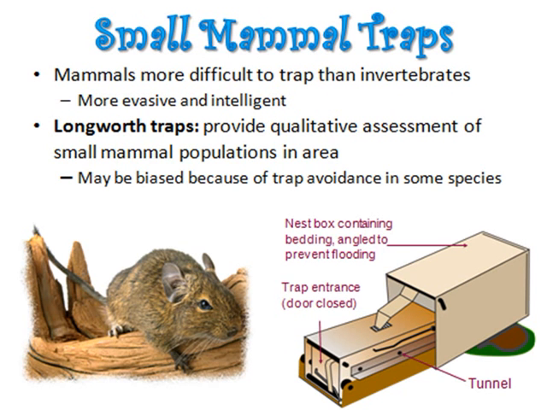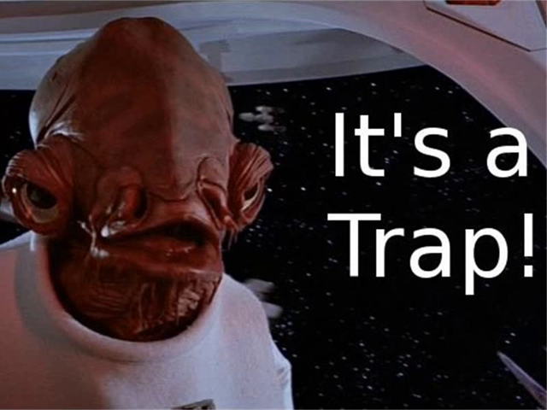Now, as we move back to things on land again, if you're trying to trap small mammals, that's going to be harder than invertebrates. They're wily creatures, they're evasive, and they sometimes know that there's a trap. You can use Longworth traps, those little complicated contraptions that you see in the picture there. Basically, it's going to have some sort of lure, and you're going to try to get the small critter to go in there. But some of these species are able to tell that you're looking at a trap. For example, this guy can tell it's a trap.